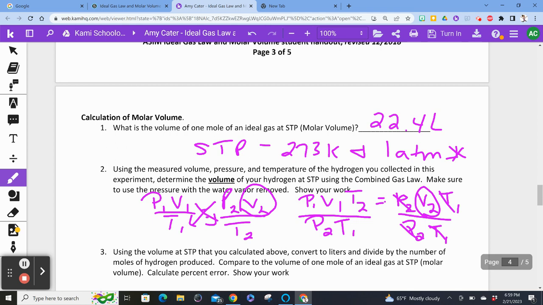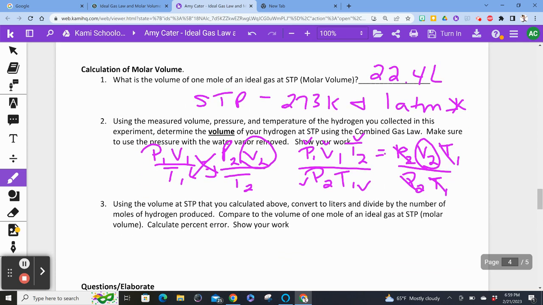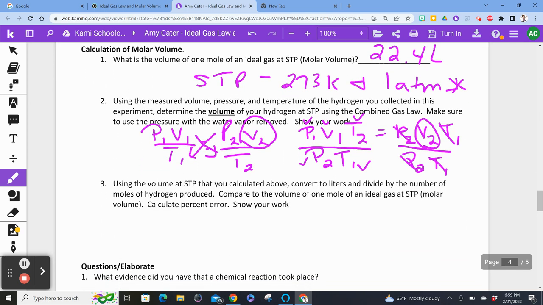And then we know all of these numbers. P1, remember that's what you calculated up there in number 3, the pressure of your hydrogen gas. V1 is the volume that you measured in liters. T2 is 273 Kelvin. P2 is 1 atmosphere. And T1 is the temperature, the Kelvin temperature of the room. So we found the Celsius temperature with the thermometer, and then we add 273 to it. All right. That gives you your new volume.